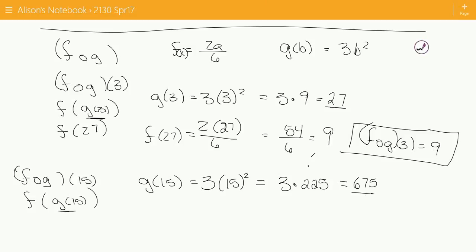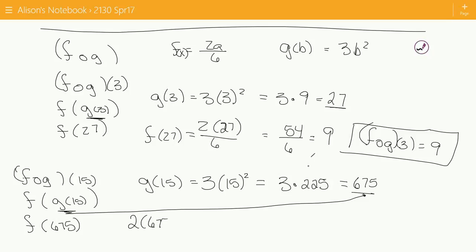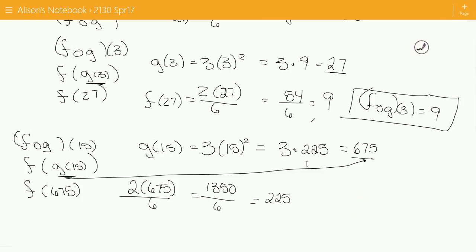And so I'm going to take that 675 and I'm going to plug it back into my f. So now I have f of 675. So my f value is 2 times 675 divided by 6. Well, 2 times 675 is 1350, and I'm going to divide that by 6, and I am going to get 225. So I see that we said that f of g of 3 is equal to 9. I want to know if f of g of 3 is equivalent to g of f of 3.